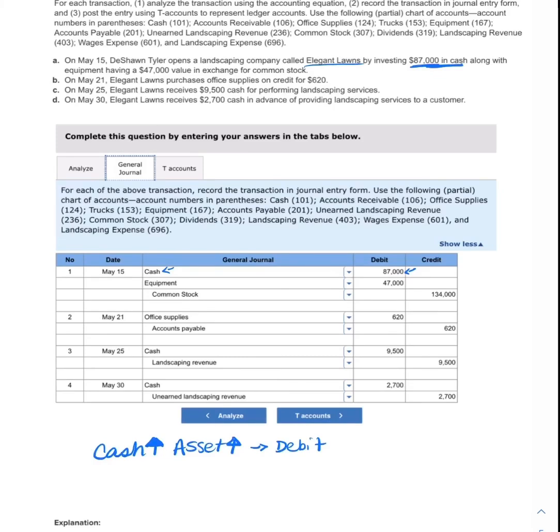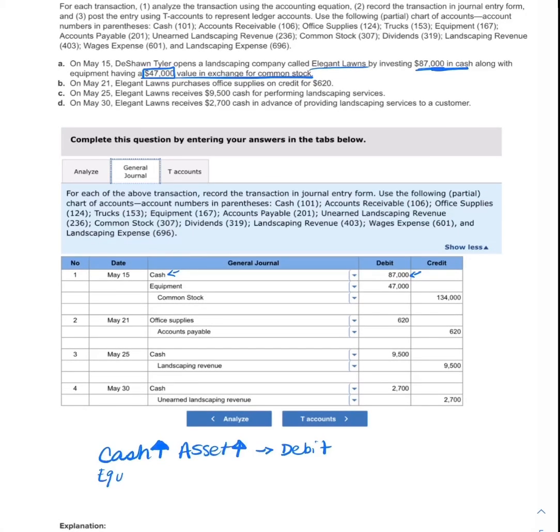Now we keep reading. He also invested equipment having a $47,000 value in exchange for common stock. So, the next thing we see, what happened to equipment in the company? Did the company receive equipment? Yes. So, is equipment increasing? Yes. And what type of account is equipment? Is it an asset, a liability, or an equity account? Well, equipment, similarly to cash, is an asset. And if an asset is increasing, you debit the asset. So you see here that you debit equipment for the $47,000.